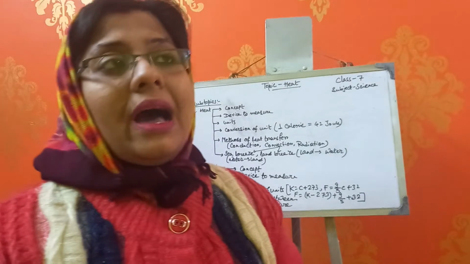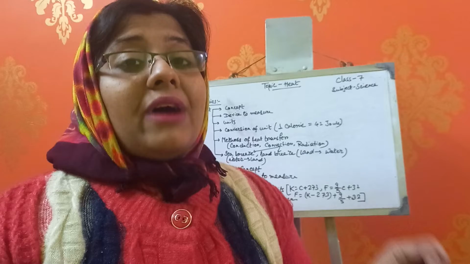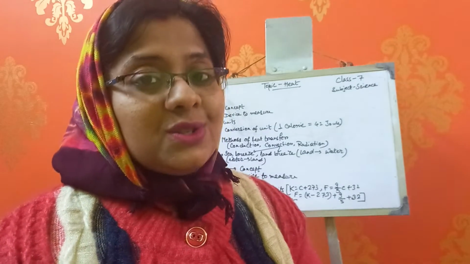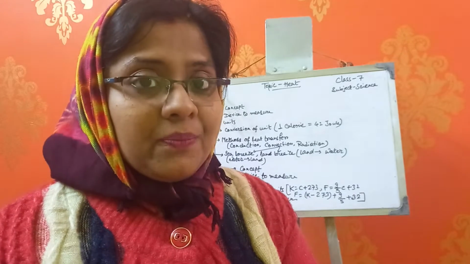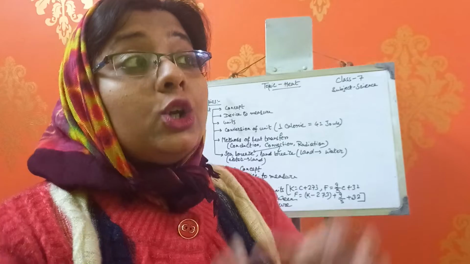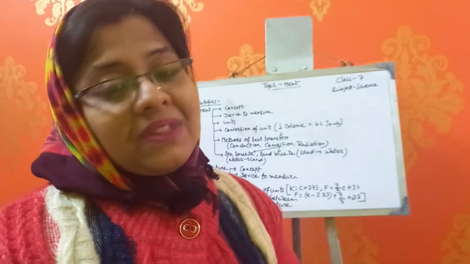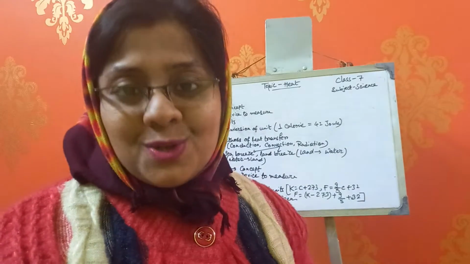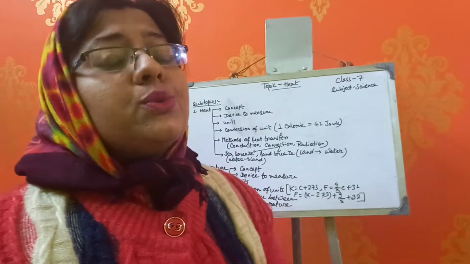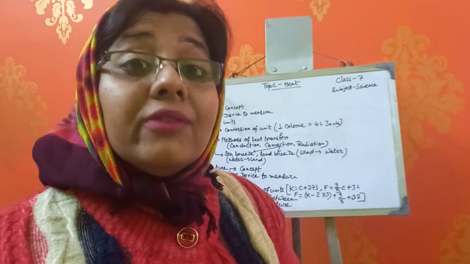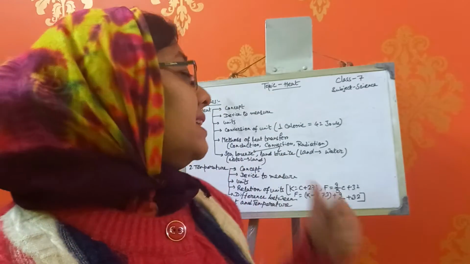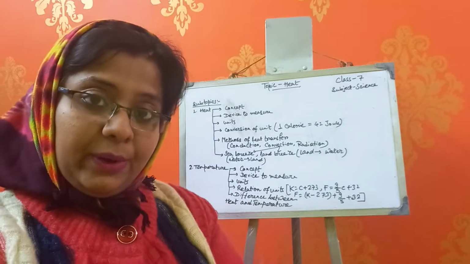Suppose in your question you have 25 calorie equal to how much joule? How can you convert? Simply, 1 calorie equals 4.2 joule, then 25 calorie equals 4.2 into 25 joule. So this is how you can do the conversion of unit of heat energy. Okay. Next thing is the method of heat transfer.